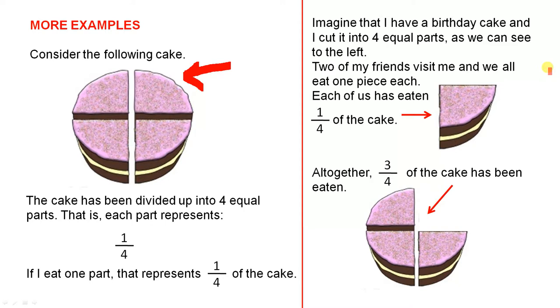Imagine that I have a birthday cake and I cut it into 4 equal parts. As we can see to the left, 2 of my friends visit me and we all eat 1 piece each. That is, there are 3 people altogether. So each of us has eaten 1/4 of the cake. That's 1/4. Altogether, 3/4 of the cake has been eaten. 1, 2, 3 parts, which is 3/4, so there's 1/4 left.